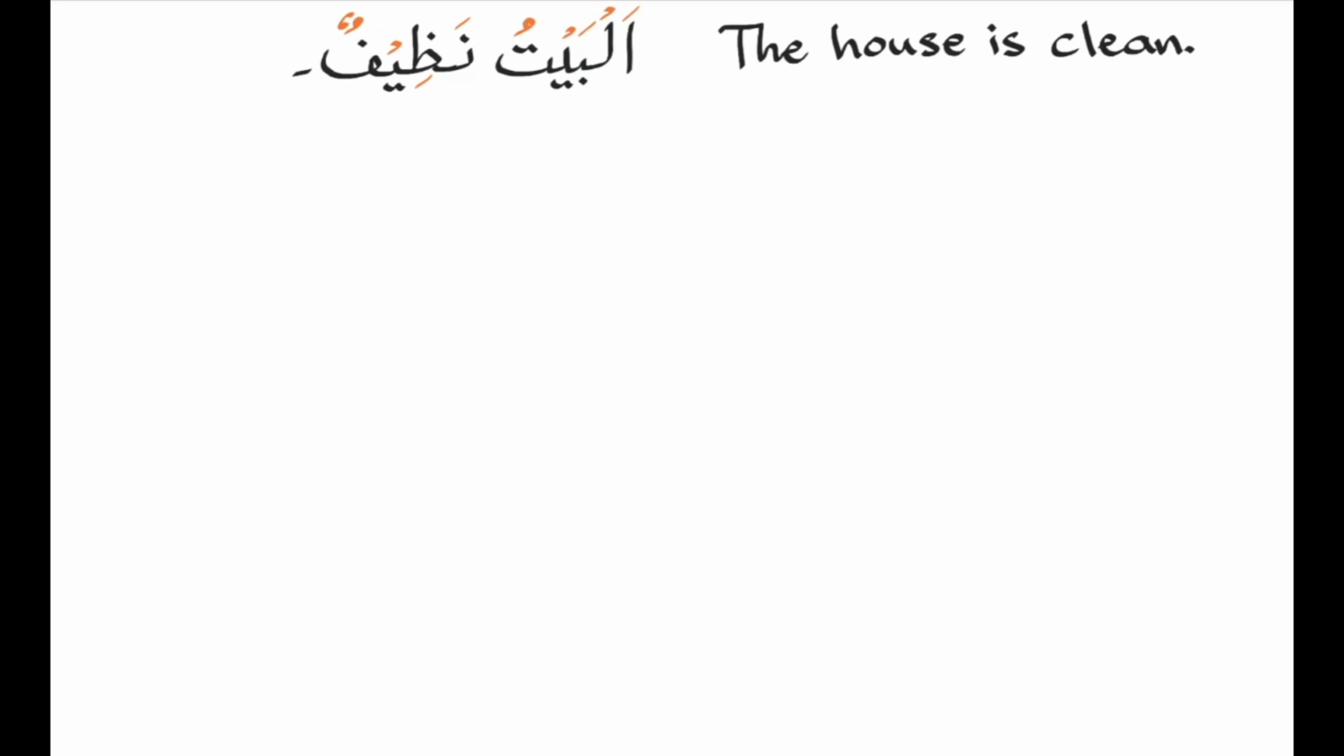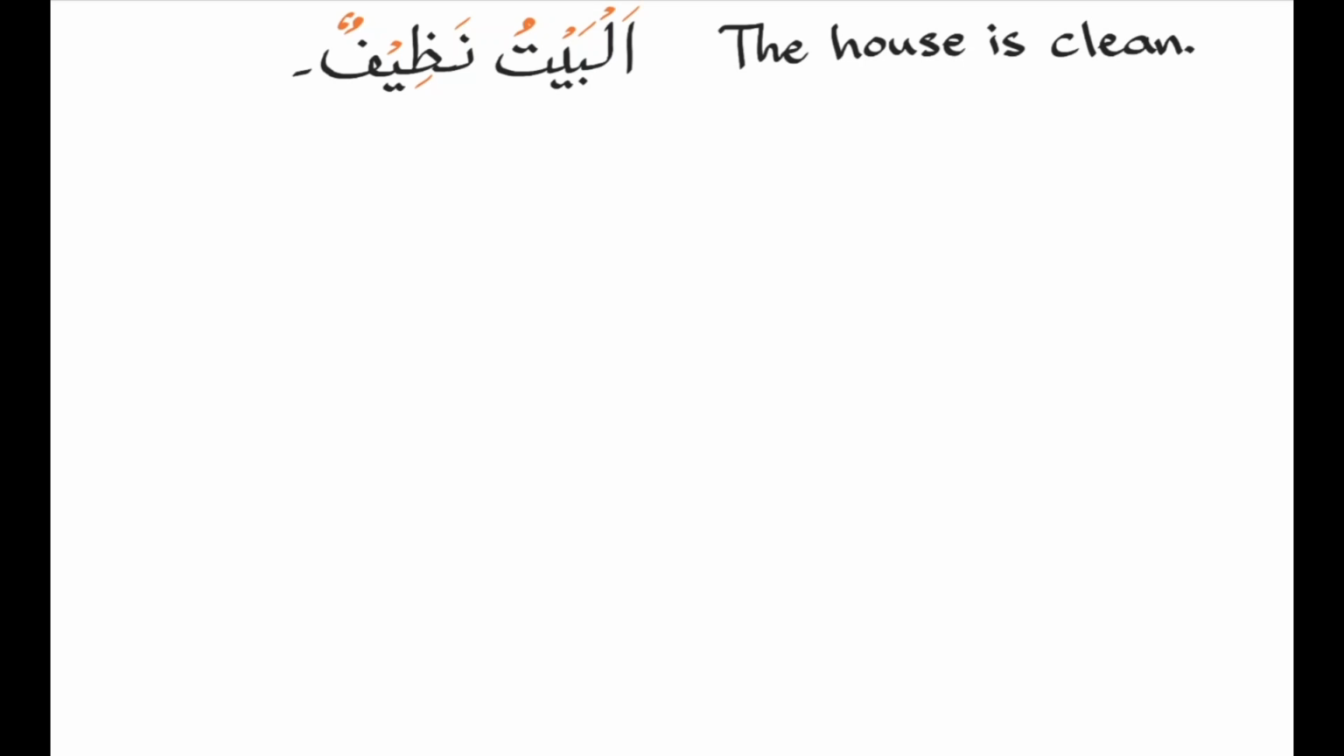Also note that the mubtada, which is al-bayt, is ma'rifah because it's mubtada, and mubtada is generally ma'rifah because of that alif lam coming before it, which gives the meaning of the. It's making it definite. You know the house the person is talking about. And the second part, the predicate, which is nadhifun, is nakira. There's no alif lam coming before it.